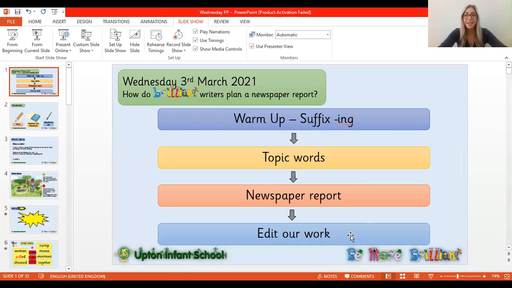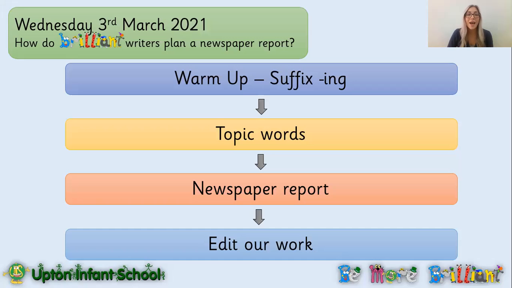Okay, so today is Wednesday, the 3rd of March, 2021. And our learning objective today is how do brilliant writers plan a newspaper report? So we're going to do a warm-up, which is looking at the suffix ing. Then we're going to look at our topic words, then our newspaper report, and then editing our work at the end.